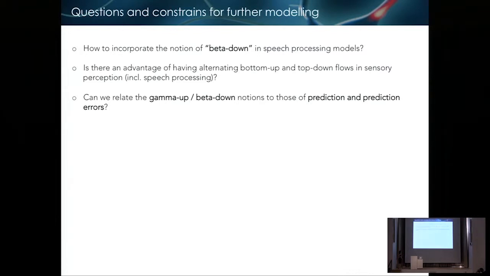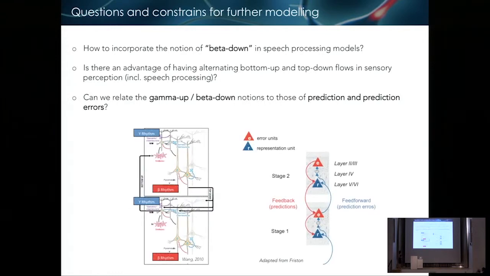Okay, so how to incorporate the notion of beta-down in speech processing models? This is the question we ask in the lab. Is there an advantage of having alternating bottom-up and top-down flows? Can we relate gamma-up beta-down notions to the notion of prediction and prediction errors? Because this is a purely physiological scheme, but if you listen to people like Carl Friston, you should find a way to connect the two worlds and see whether the downgoing flow is actually a predictive flow, and the feed-forward flow a flow of prediction errors. This is really still a big field of research for the future.